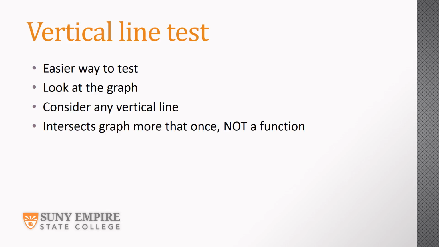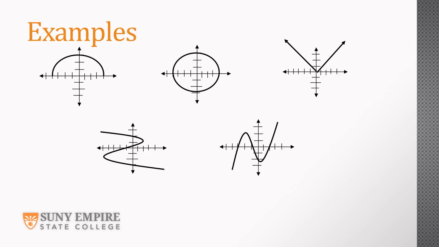Look at the graph and consider any vertical line. For example, slide a piece of paper from the left to the right along the graph. If any vertical line intersects the graph more than once, the relation is not a function. Here we see a number of graphs that may or may not be functions. Let's use the vertical line test to determine which of these graphs actually are functions and which are merely relations.